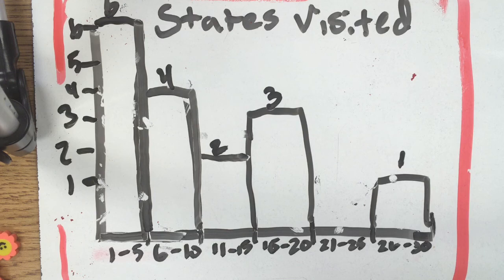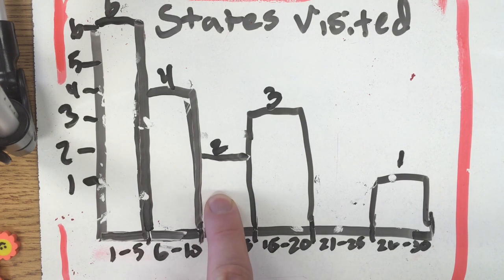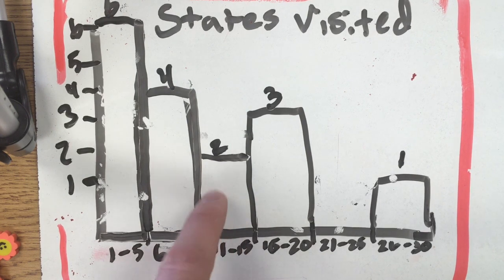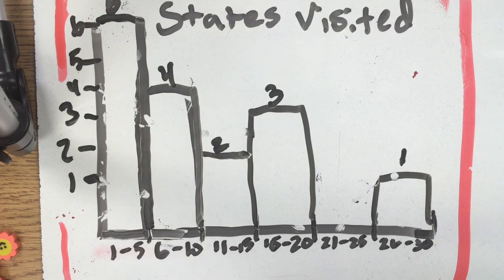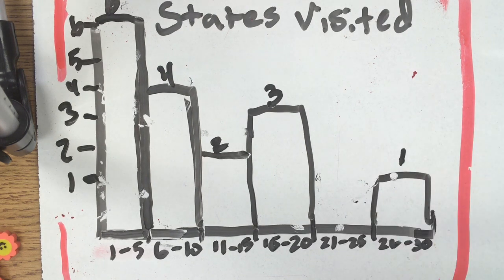Another example could be, you could be asked how many students visited more than 10 states, or maybe even at least 11 states. They're both the same question. I would start with the 11 to 15 range because that's the first time it's more than 10 or at least 11. And there are 2 kids in that range. There are also 3 kids in the 16 to 20 range. And there's also that 1 student in the 26 to 30 range. So altogether, there are 6 students that visited at least 11 states, or 6 students that visited more than 10 states.